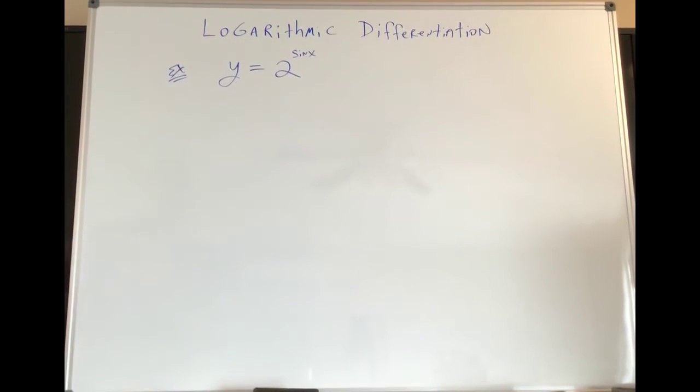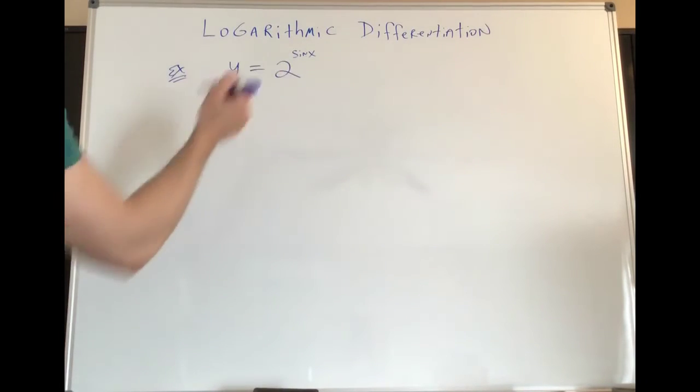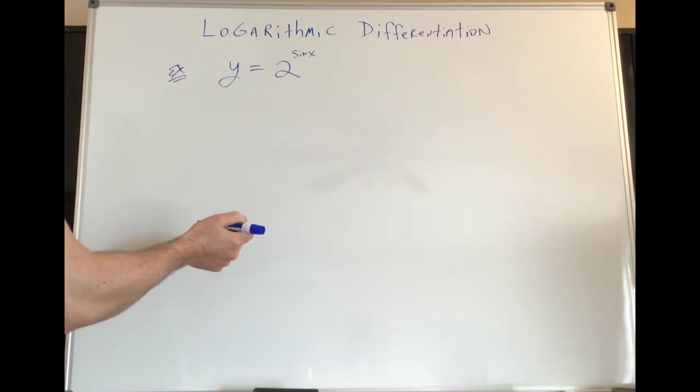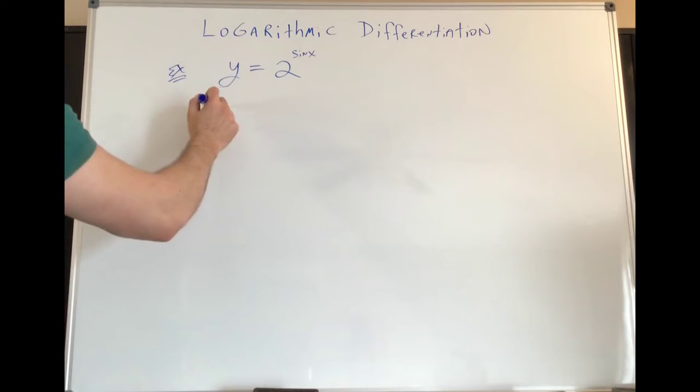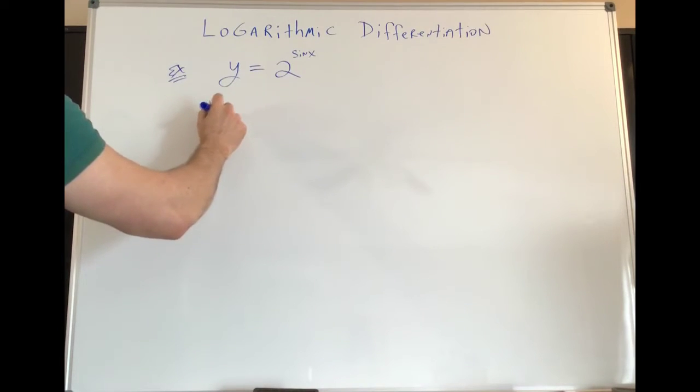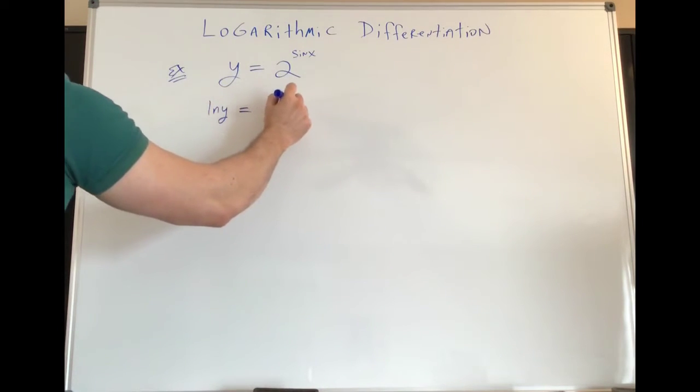All right, so I decided to go back to the example I had in the very beginning, which was y equals 2 to the sine x. Like, what? So, step 1, natural log both sides.